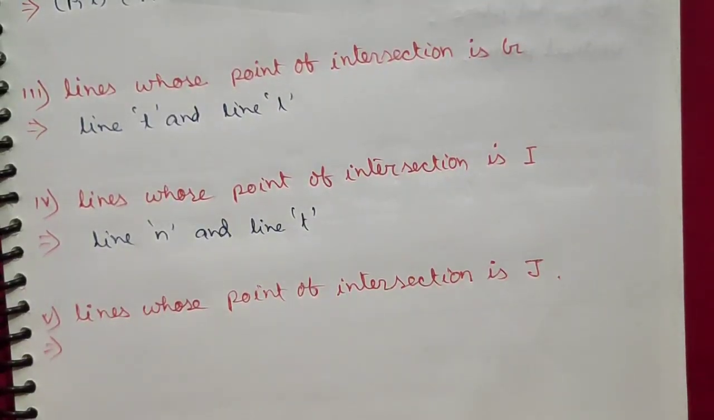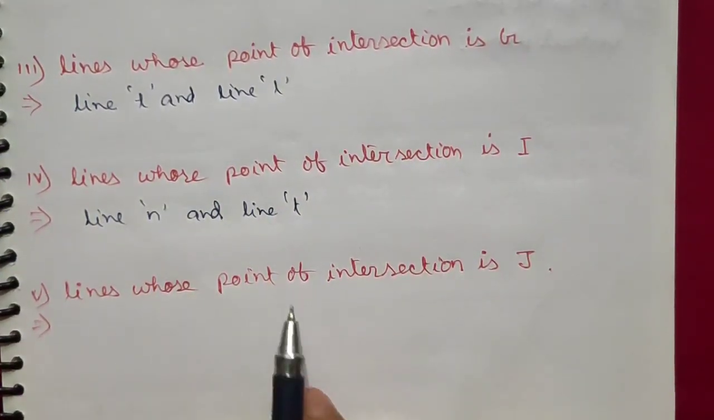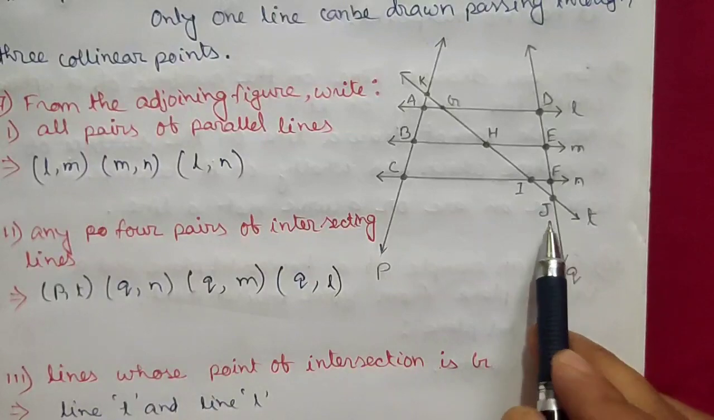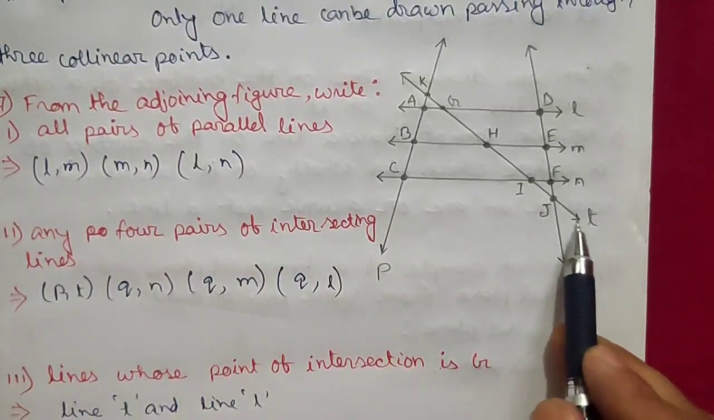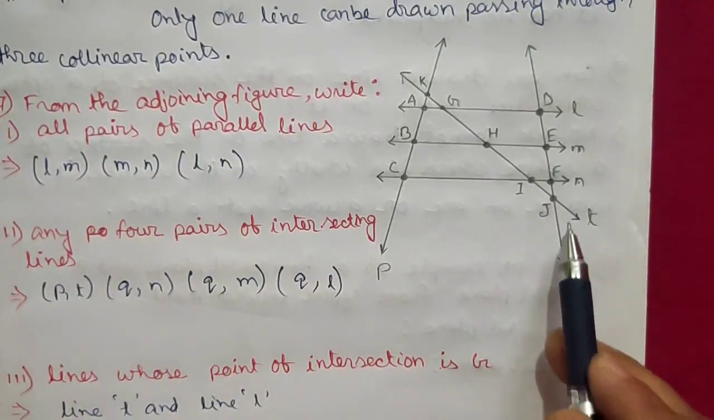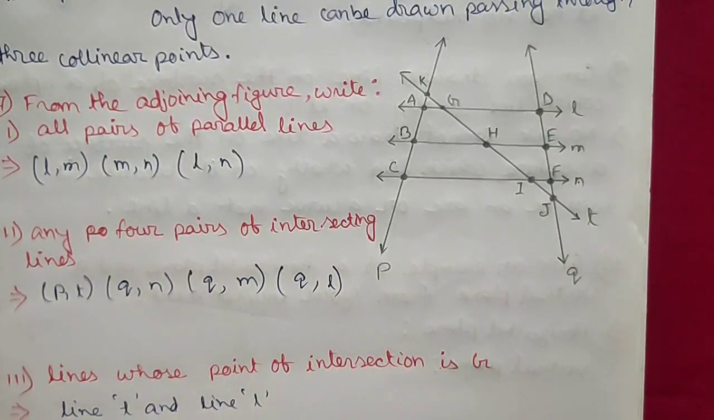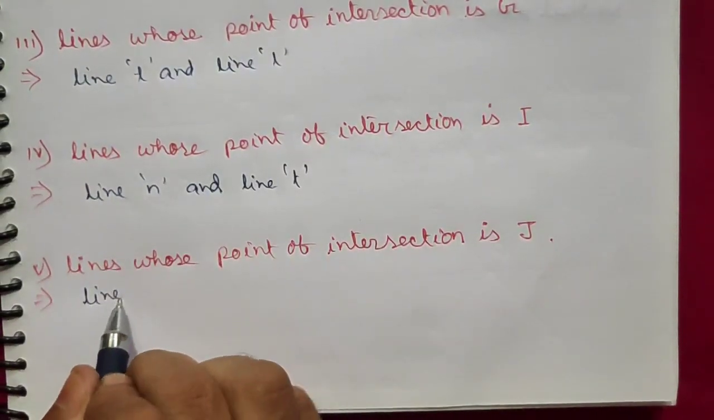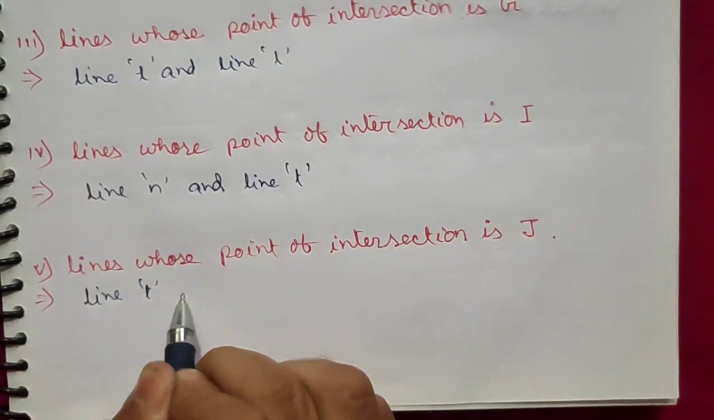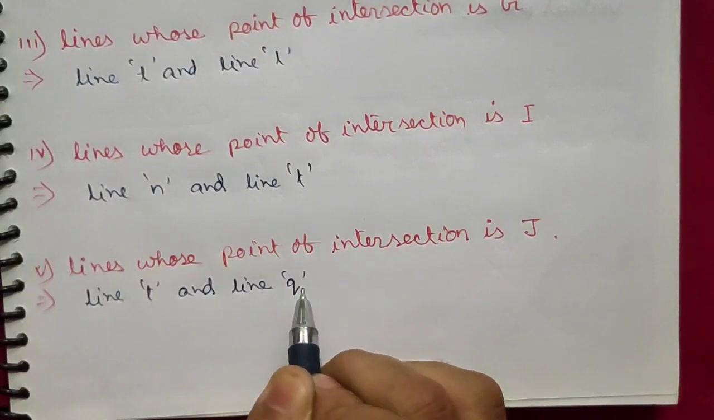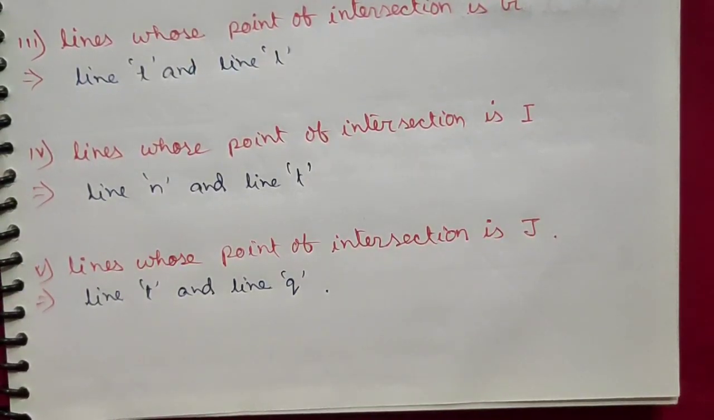Next question is lines whose point of intersection is J. So we have to find the point of intersection J. Where is point J? Yes, there is point J. Here line T and line Q intersect. Look, this is line T and this is line Q. So line T and line Q intersect at point J. So we will write line T and line Q. I think after this it is clear for all of you.